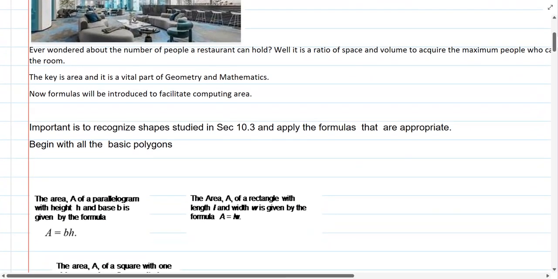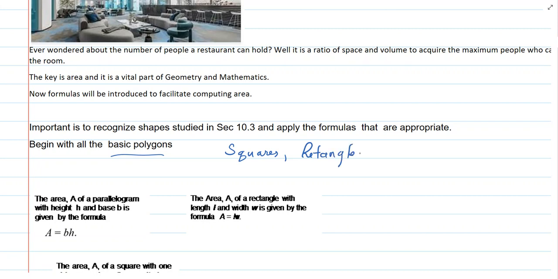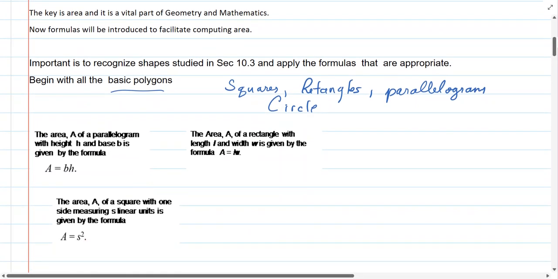So we're going to be looking at some formulas, and they are basic polygons. And what basic, we're talking about squares, rectangles, parallelograms. So, as we begin our study of these formulas that help us determine space within a containment, such as a polygon, we have area of a parallelogram is base times height.